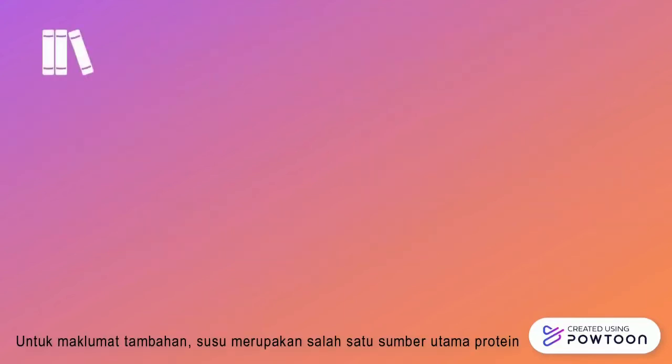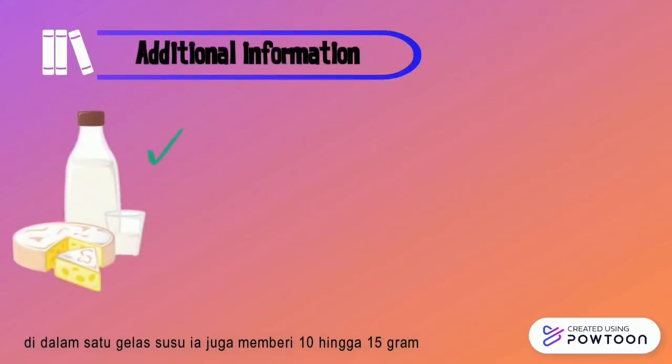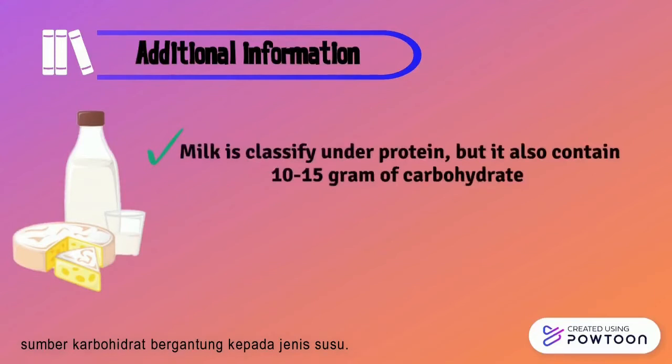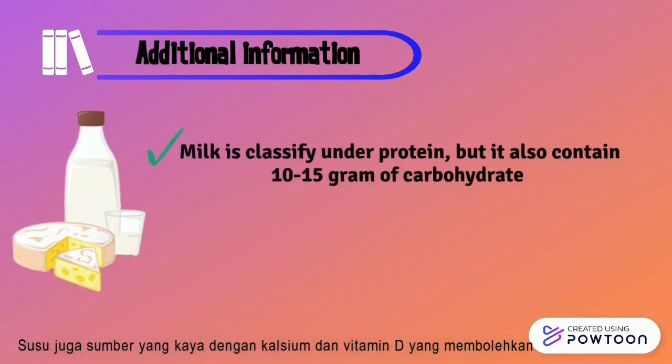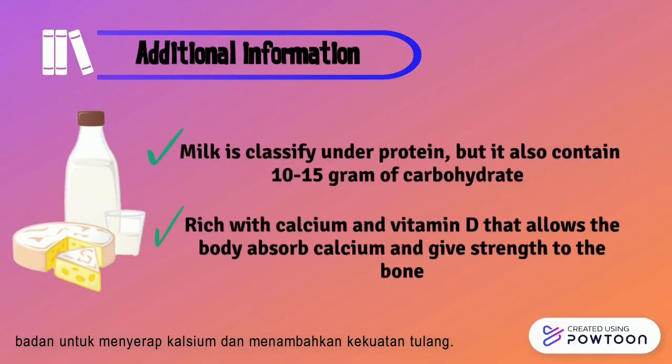For additional information, as we know, milk is classified under protein food group. 1 glass of milk contains 10 to 15 grams of carbohydrate depending on the type of milk. It is also rich in calcium and vitamin D that allows the body to absorb calcium and give strength to the bone, and we will further discuss milk in the next module.